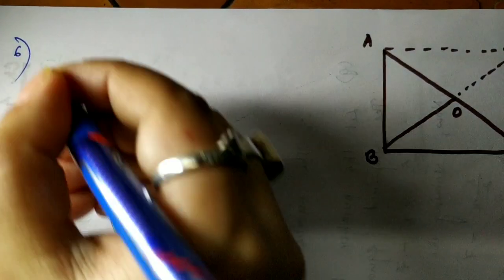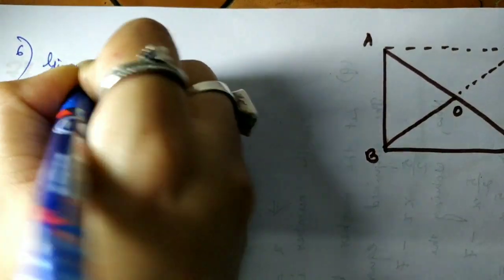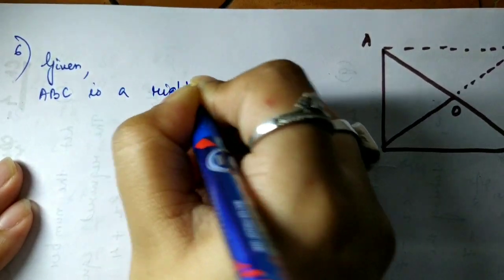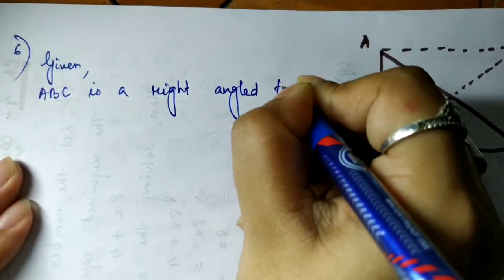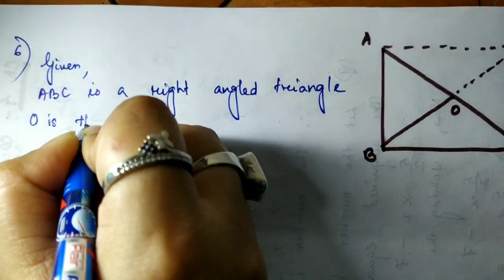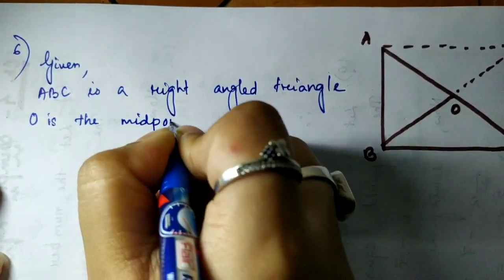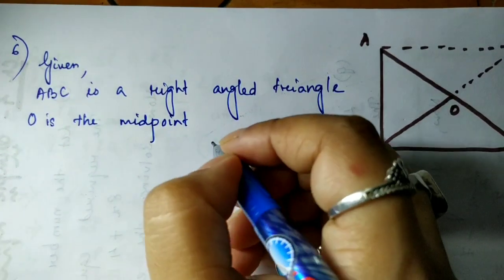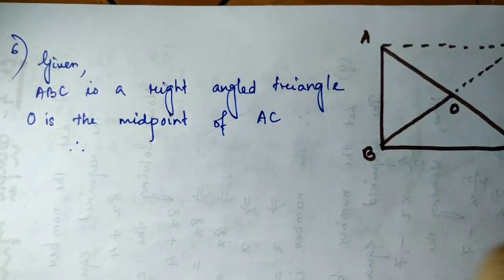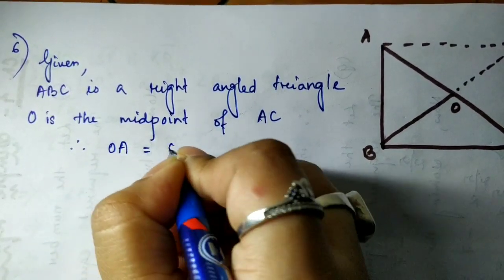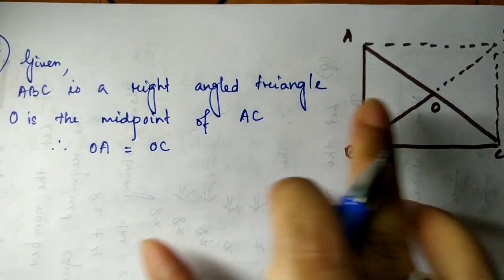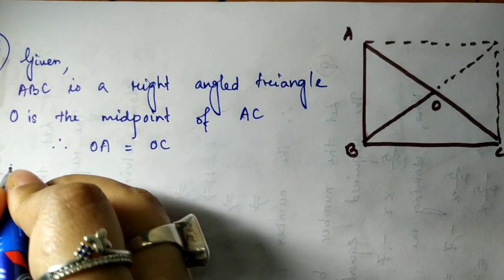So let us write down what is given here. Given: ABC is a right angled triangle. That is the first thing given. And again something is given. O is the midpoint of the opposite side of the right angle, that is AC. O is the midpoint of AC. If O is the midpoint of AC, therefore we can write OA is equal to OC. This is the midpoint, so these two sides become equal, right? Now, we are drawing this dotted line.